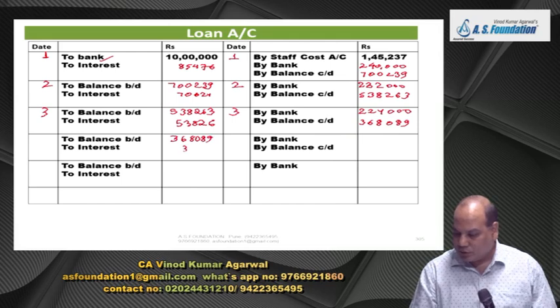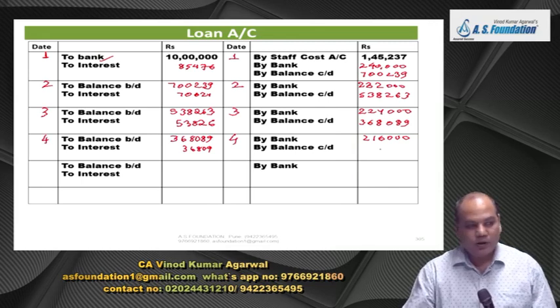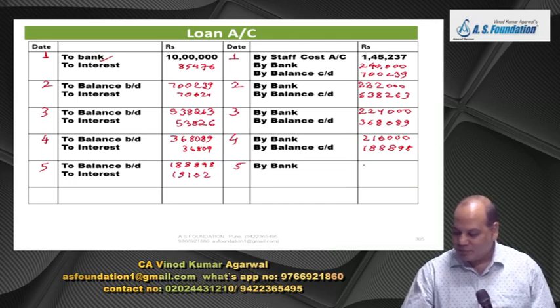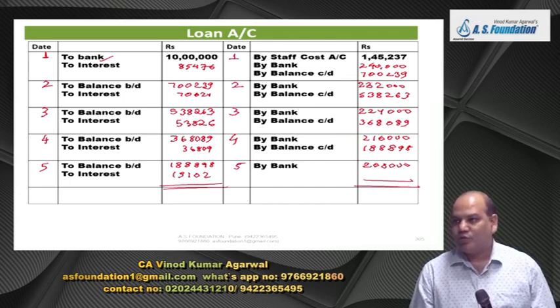368,089, 36,809, right? By bank is 2,16,000. Year 4. By balance carried down 1,88,898. And to interest, the balancing figure, was how much? And by bank was how much? Year 5. If they ask you to prepare the loan account for 5 years, this way you have to prepare.